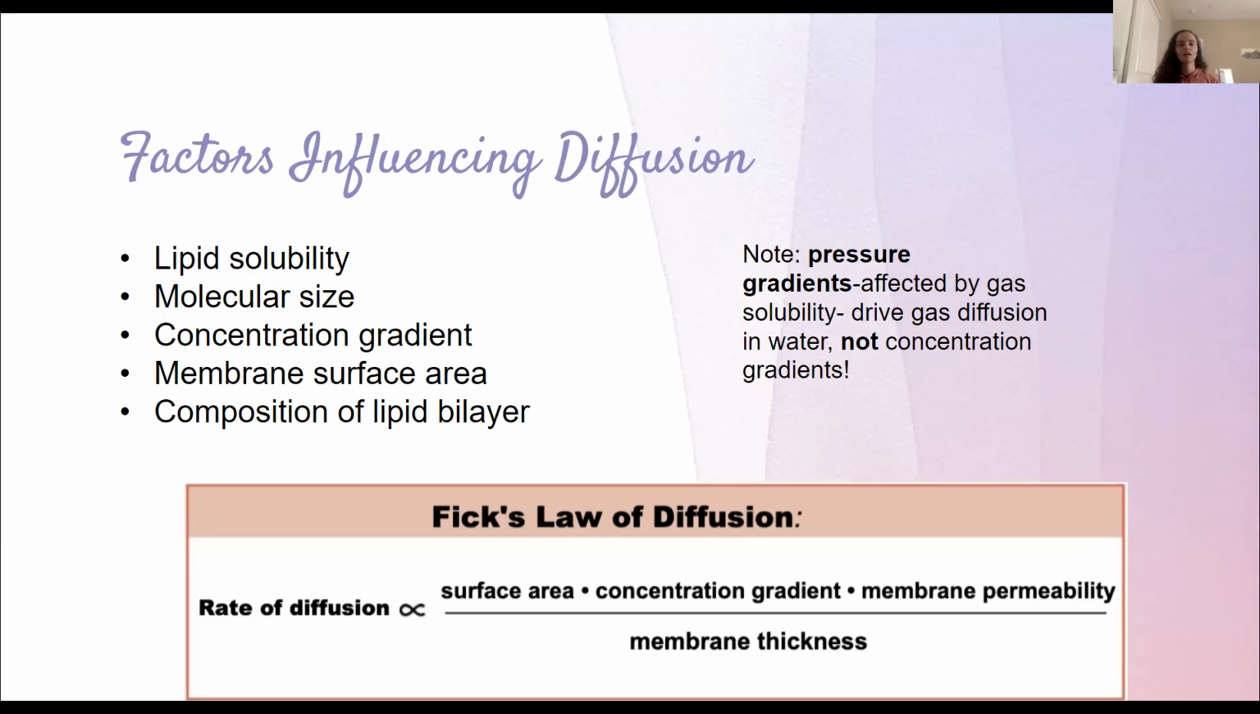Again, concentration gradients also affect the rate of diffusion. When you have a greater concentration gradient, you're going to have more efficient diffusion. Lipid solubility: we know that more lipophilic or lipid molecules are able to cross the barrier much more easily than hydrophobic molecules. Same with molecular size. Large molecules aren't able to diffuse as easily as small molecules. So these are just a few factors.